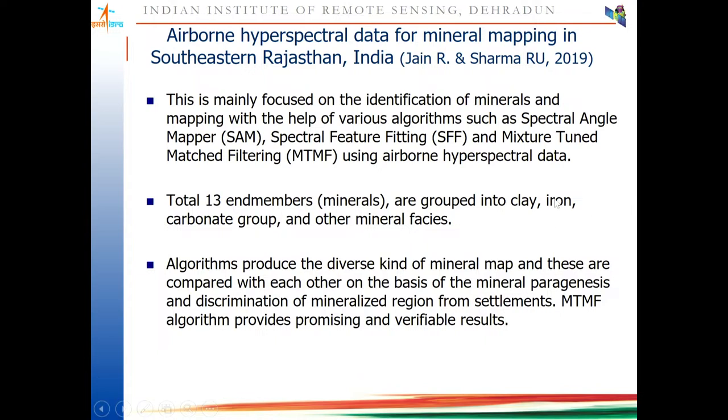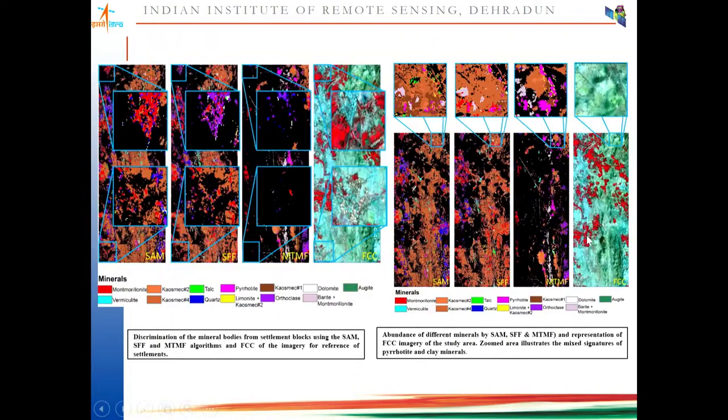Using those algorithms, we have identified a total of 13 end members, and we grouped them into the clays, iron, carbonate groups and the other mineral facies. And what we have found is that the MTMF algorithm was providing us very promising, very verifiable and very close to accurate classification results. That was also seen in the imagery.